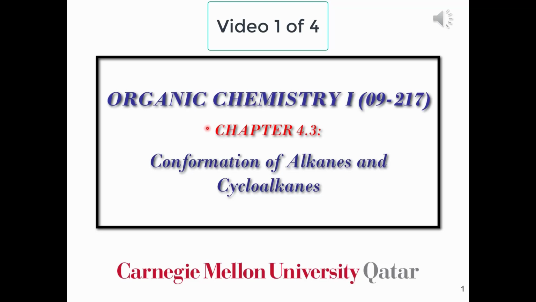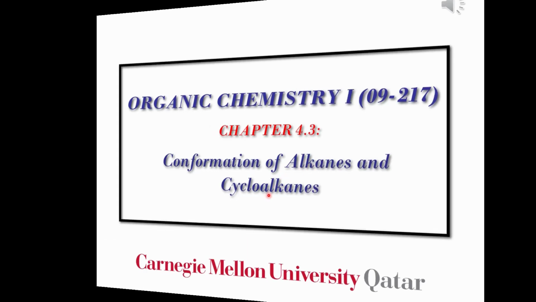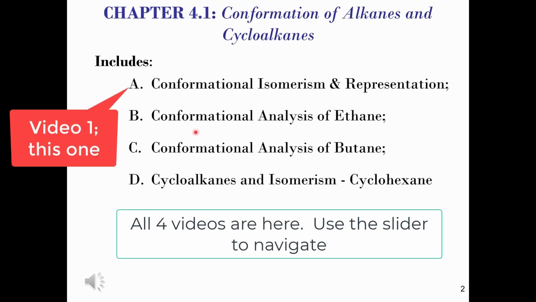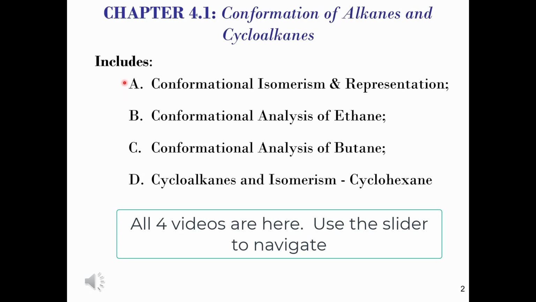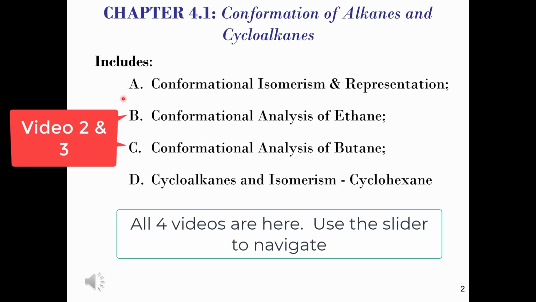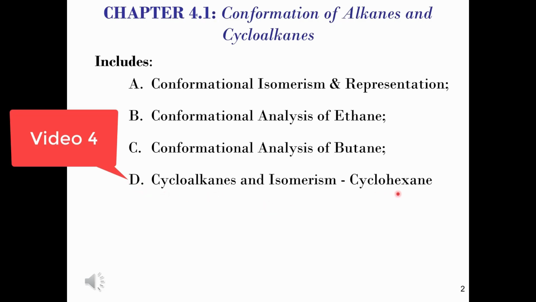Hello, this is chapter 4.3, and in this lecture we're going to be looking at the conformation of alkanes and cycloalkanes. There will be 4 videos in this particular lecture. The first one, which is this one, looks at conformational isomerism and the representations of molecules when talking about this topic. The second and third are a conformational analysis of ethane and butane respectively. And then the last video is a video concerning cycloalkanes and their isomerism, with a particular focus on cyclohexane.